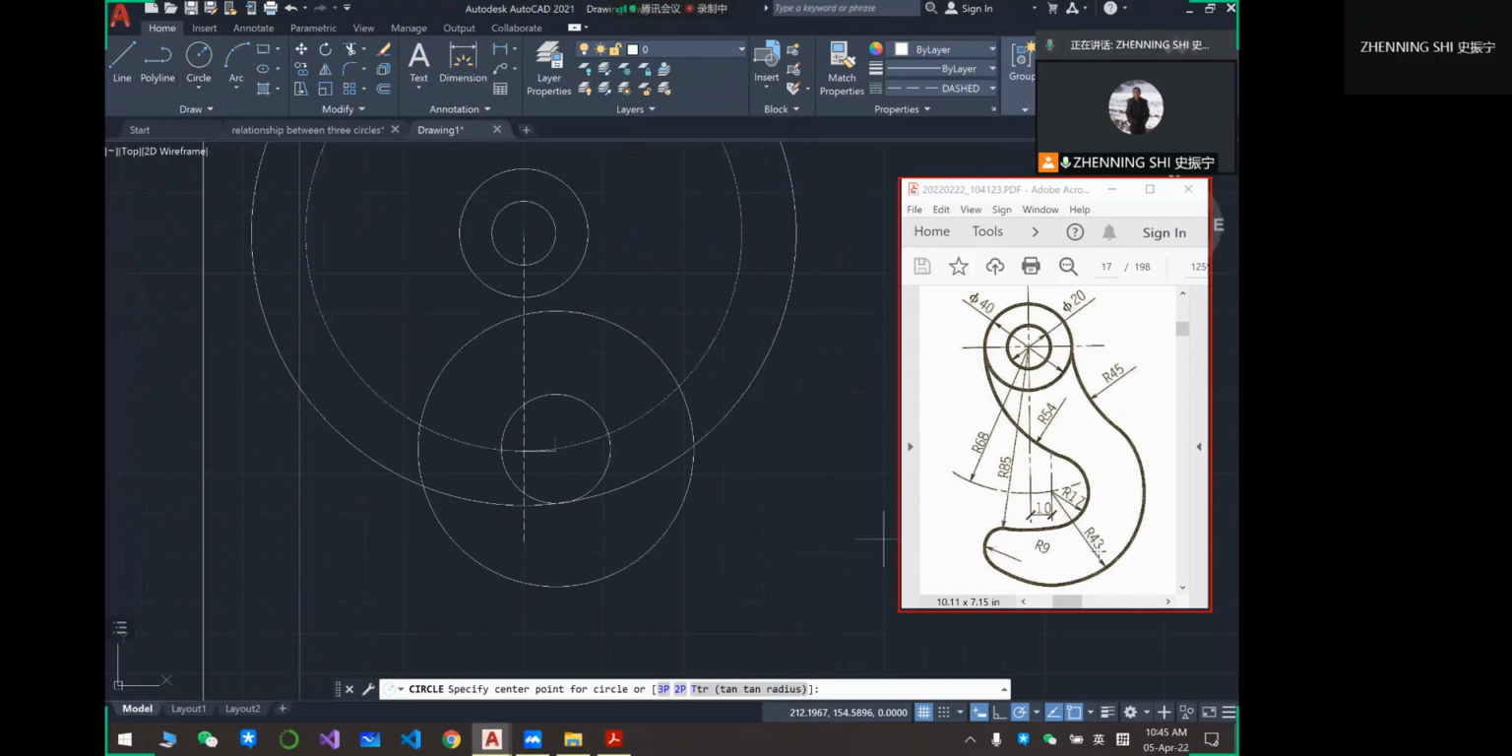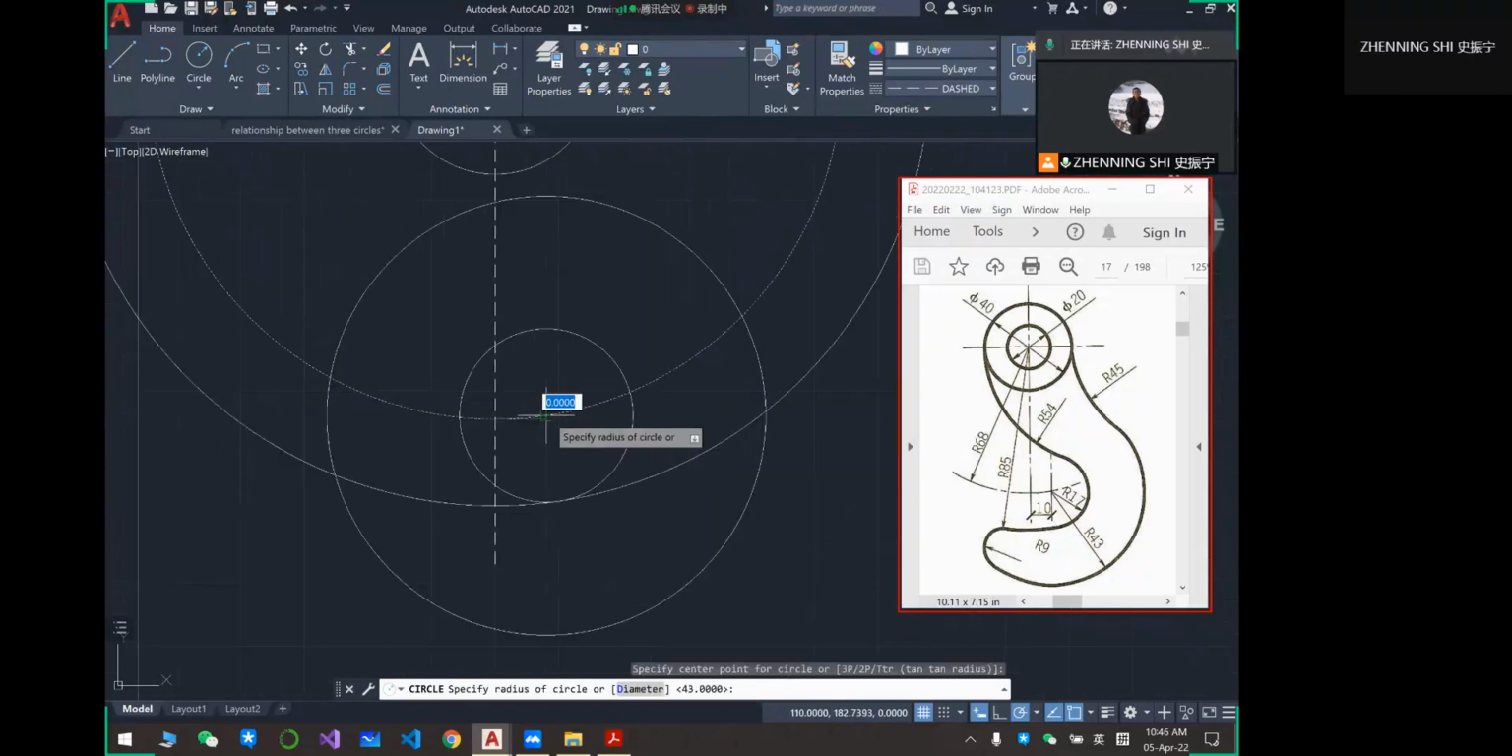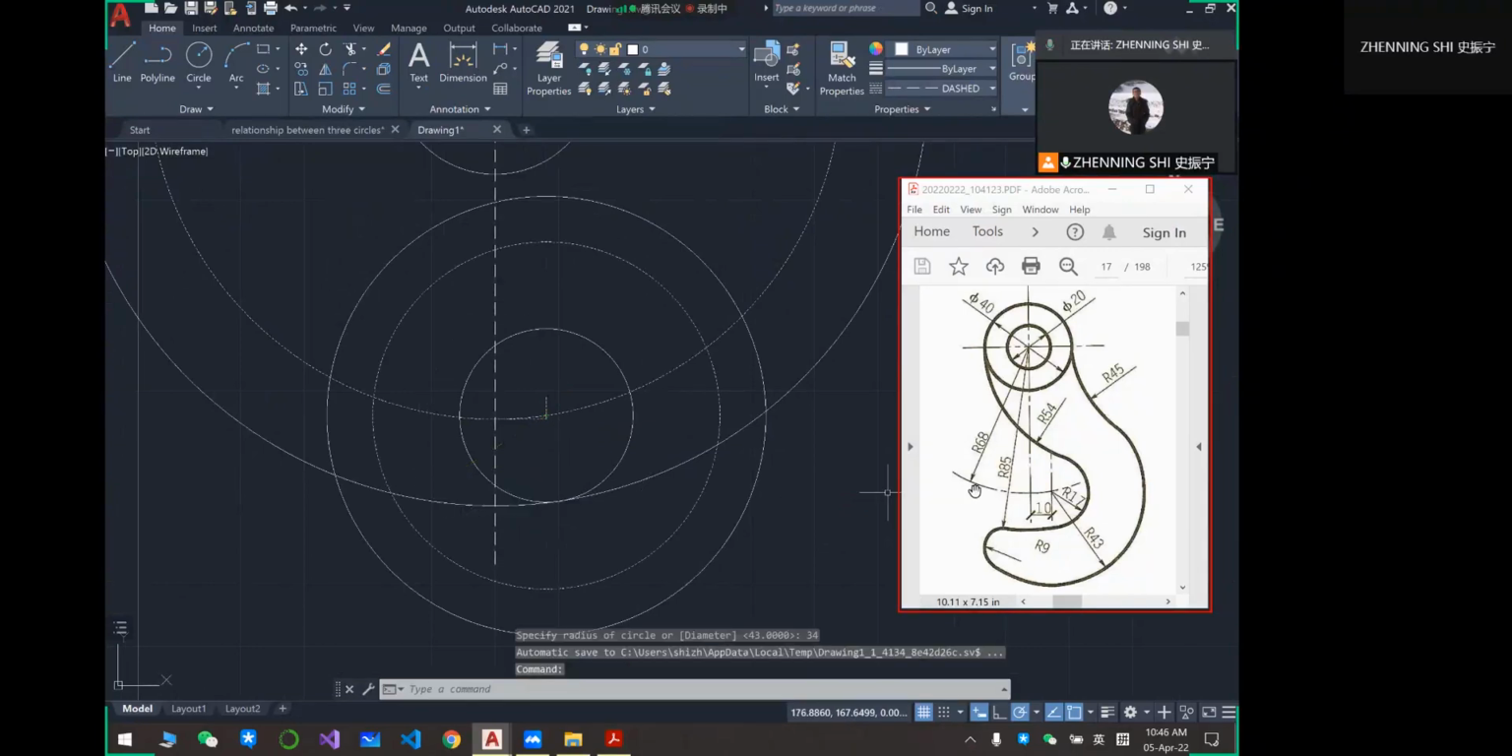The radius is this 43 minus 9, which is 34. Yes, 34. Okay.